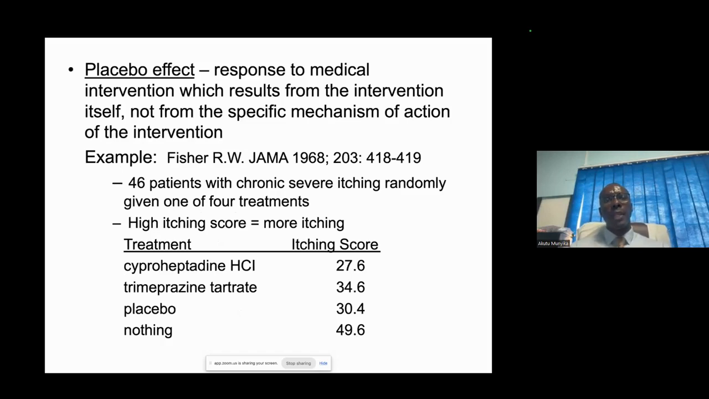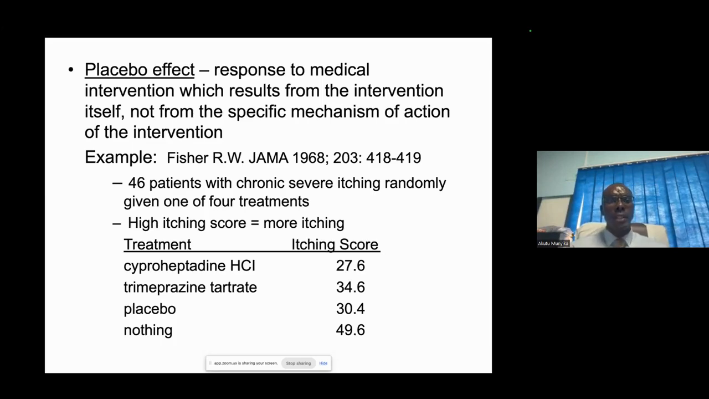So if we look at the placebo effect, the response to medical intervention, which results from the intervention itself, not from a specific mechanism of action of the intervention. So the placebo effect. So just by knowing that I'm actually not getting the actual treatment, I'm getting the placebo, there could be some response that will come, and not necessarily because of the action of the treatment, but just because I know that I was given the placebo. So blinding patients, not knowing whether they got the actual treatment or the placebo, becomes very important.